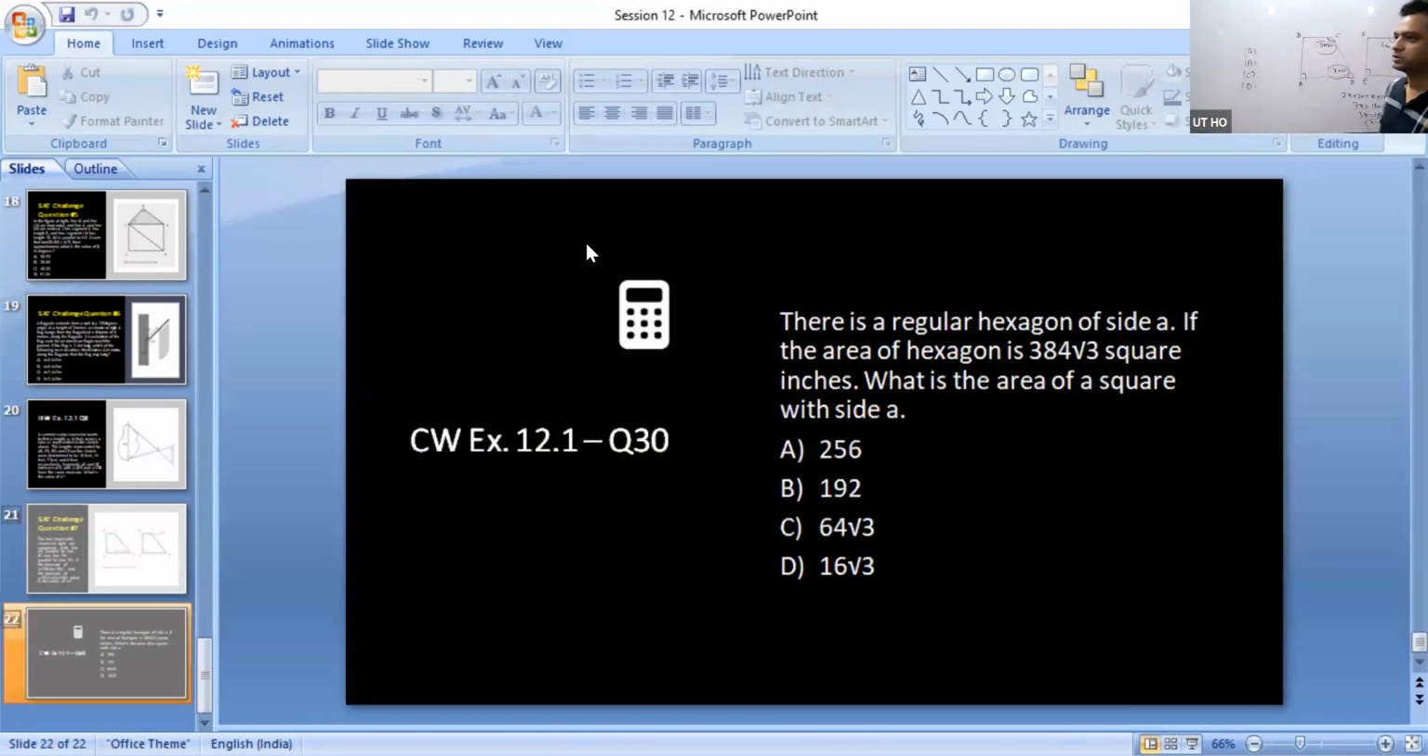So this is the last question. The area of hexagon is given as 384√3 square inches. What is the area of square with side a? So that means we have to find the value of a square.